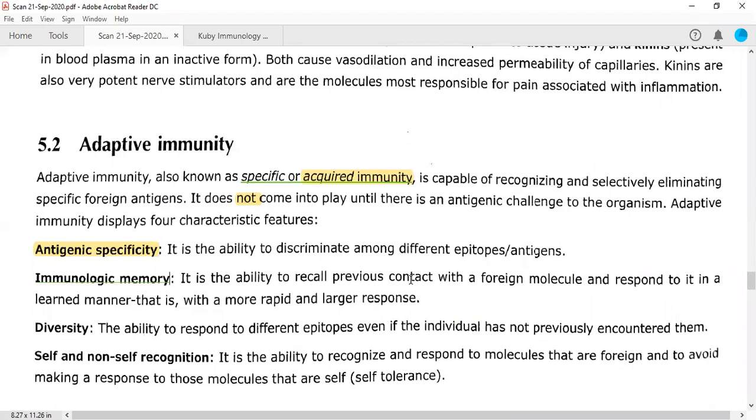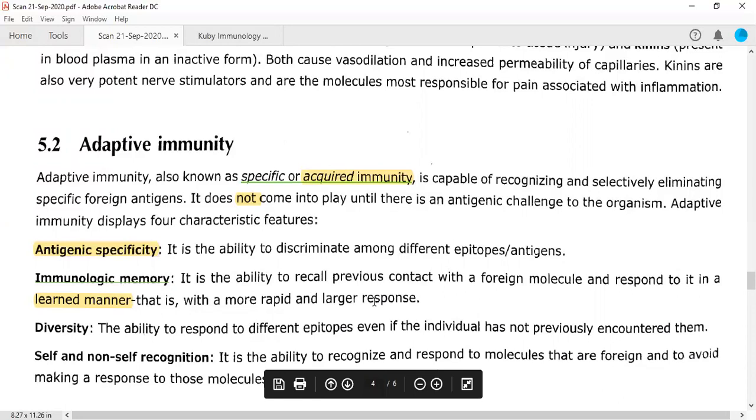So there are two things. One is time restriction, so it will take less time. Second is efficiency. Efficient immune response in the sense that a large number of cells will be activated simultaneously. So it is an acute response in that sense. So it is the ability to recall the previous contact with the foreign molecule and respond to it in a learned manner. So this term is also very important. In a learned manner means our immune system has already learned about the pathogen or the infectious particle. That is with a more rapid and large response.